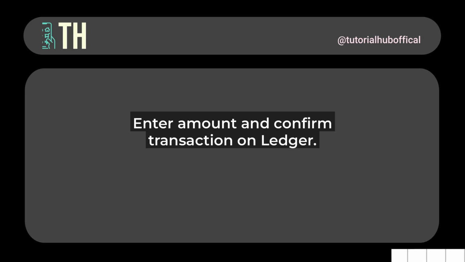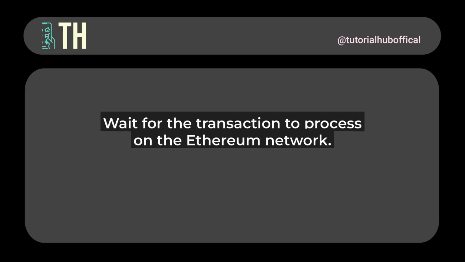Hit Send, and confirm the transaction on your Ledger device by checking the screen. It'll show the amount and recipient. After confirmation, the transaction will be broadcast to the Ethereum network. It might take a few minutes to a couple of hours, depending on network congestion in 2025. Keep an eye on your Binance account to see when the ETH arrives.